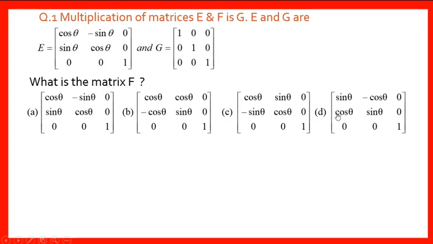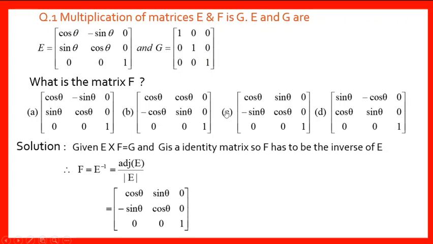So let us see here. Let us make use of the given quantity. What is given? That E into F is G. Now, look at G. G is an identity matrix, right? And on the left hand side, we have a product of two matrices. So we know that when a product of two matrices is the identity, then one is said to be the inverse of the other. As here we wish to find out F, so we can say F is nothing but the inverse of E.